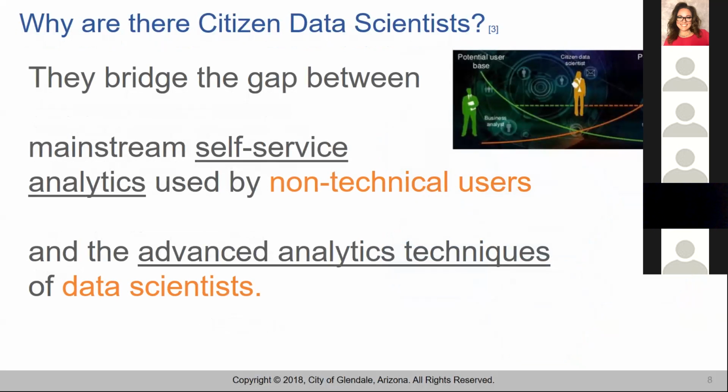So why are there citizen data scientists? Well, I believe Gartner introduced this term back in 2015. They basically bridge the gap between mainstream self-service analytics, which are typically used by non-technical users, and the advanced analytic techniques that are used by data scientists.